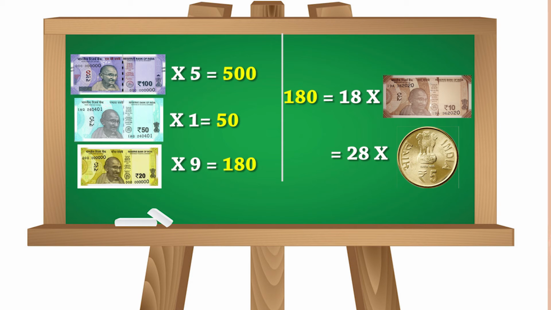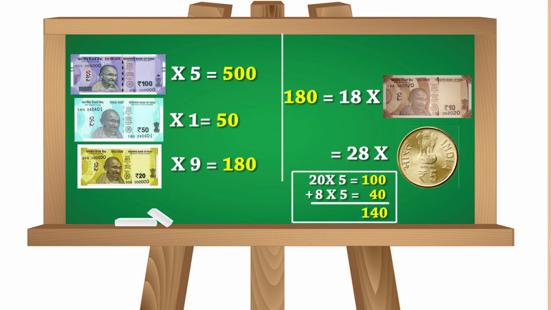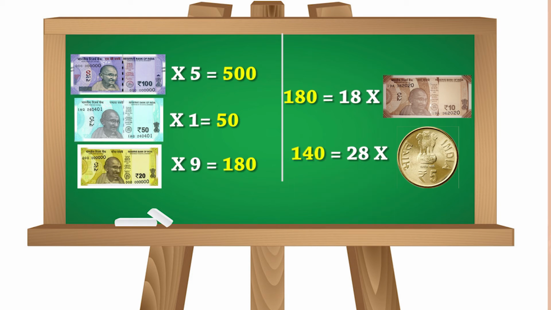Now, how do we do that? Can you split that in tens and unit place? Now, can I take it as 20 plus 8? So, if I take 20 into 5 it gives me 100 and 5 into 8 gives me 40. If I add them, in total it gives me 140.